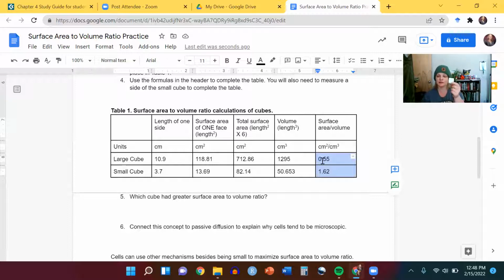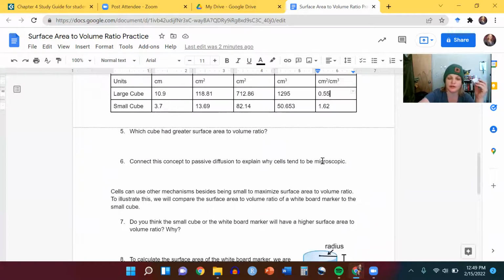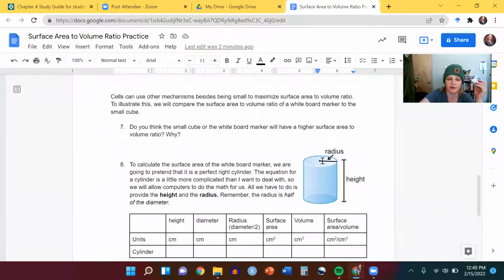Okay, so that tells us that this tiny little cube is going to have a greater surface area to volume ratio. Things are going to diffuse in and out of a smaller body faster than a larger body. Okay, so that's the point of that. Now what we're going to do is compare shapes. How does the surface area to volume ratio change when we're comparing shape? So you can answer those questions there.